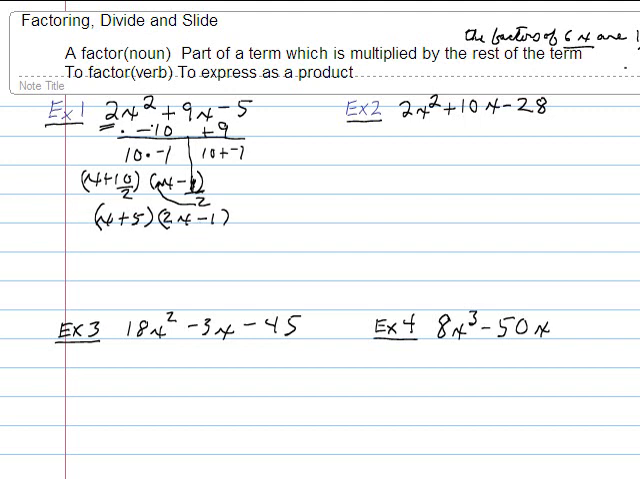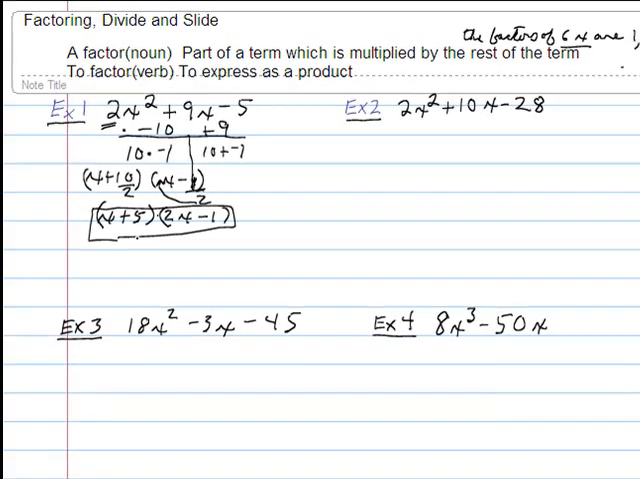And we started with a sum and we ended up with a product. Since there's no sign here, that's multiplying. That means this is a product of x plus 5 and 2x minus 1. And we have factored example 1. Let's go on to example 2.